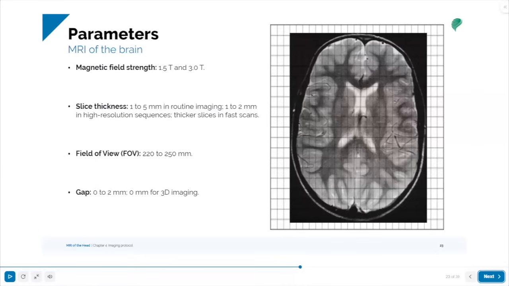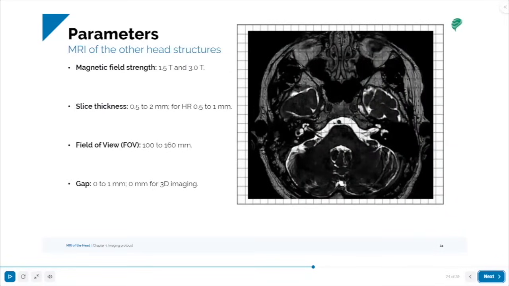The field of view determines the amount of anatomy that's included in the image. For brain imaging, it's about 220 to 250 millimeters, and that's going to be adequate for an adult. Because children have smaller head sizes, a smaller field of view could be used, so anywhere from 160 to 220 millimeters.